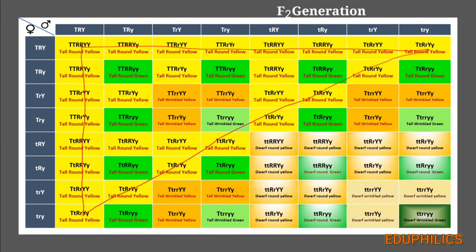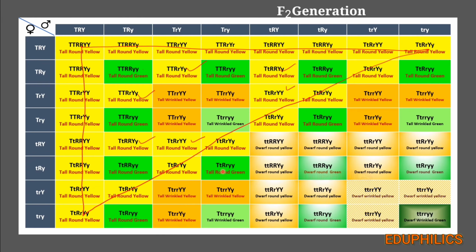This and this is tall round yellow, this one, and these plants. Okay, so totally you will find 27 plants are tall round yellow. Next we can count tall round green. This one, 1, 2, 3, 4, 5, 6, 7, 8, 9. So they are in the proportion of 9 by 64. 9 out of 64 fusions have given out tall round green phenotype.